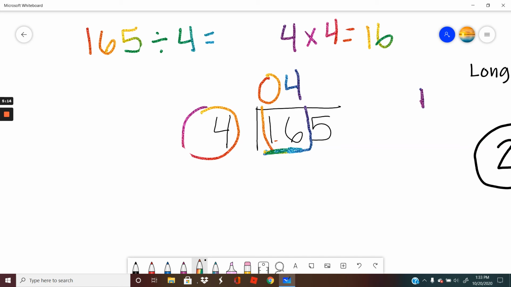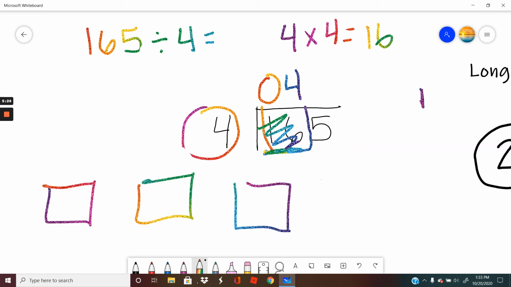Each of my boxes got how many? They got 1. And we know that because we can take this 1 right here times 4. 1 times 4 equals 4. And we could subtract and we'll get 1, just like that leftover 1 we had here. So this guy right here is called your remainder.